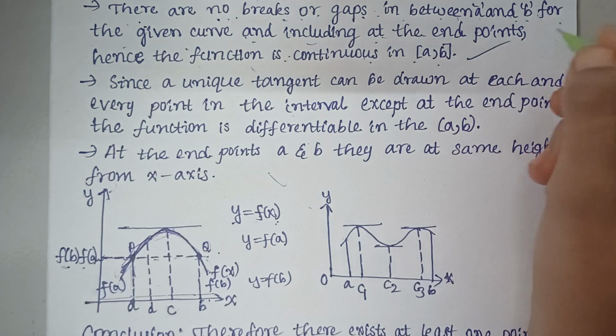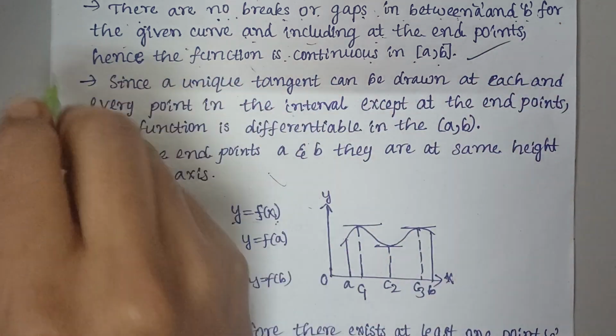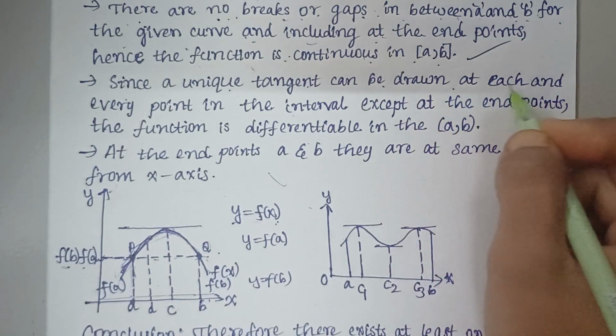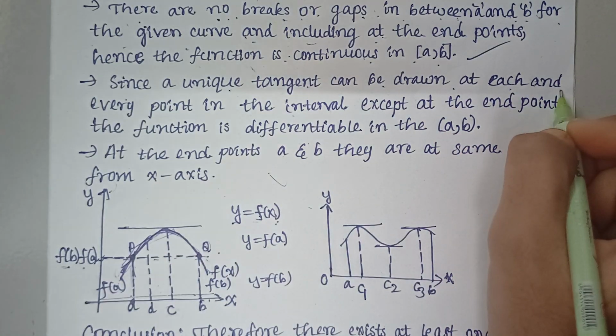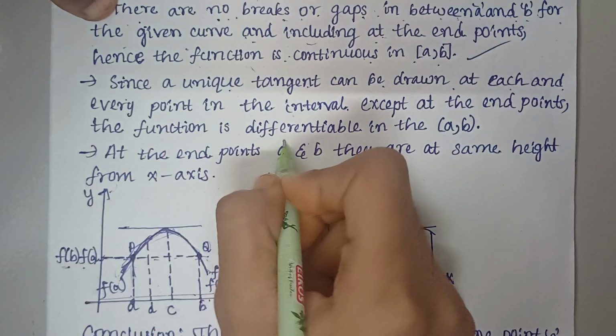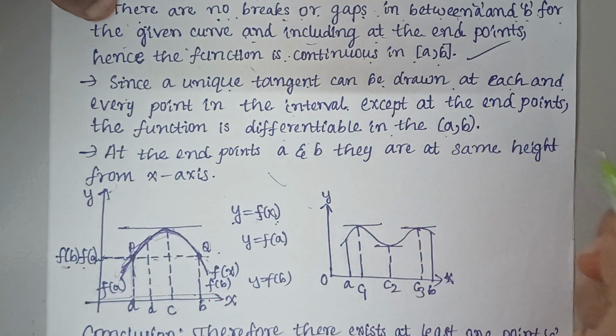Hope you are clear with this first point. Now going to the second point. Since a unique tangent can be drawn at each and every point in the interval except at the endpoints, the function is differentiable in open interval a comma b.